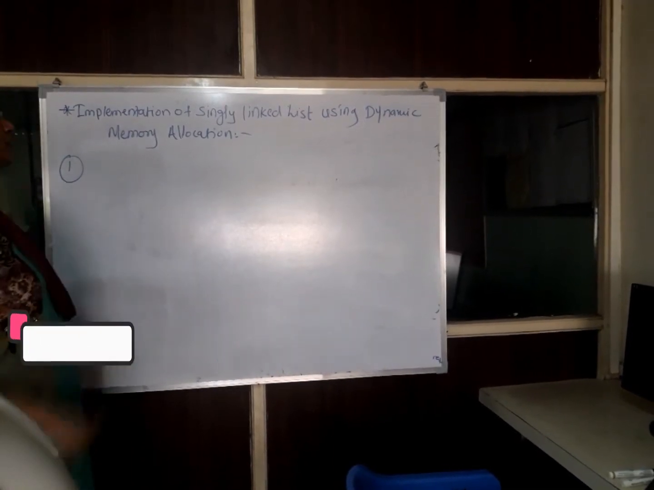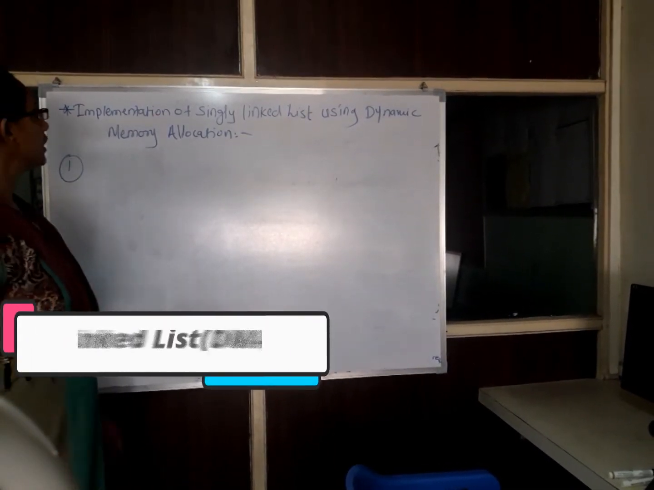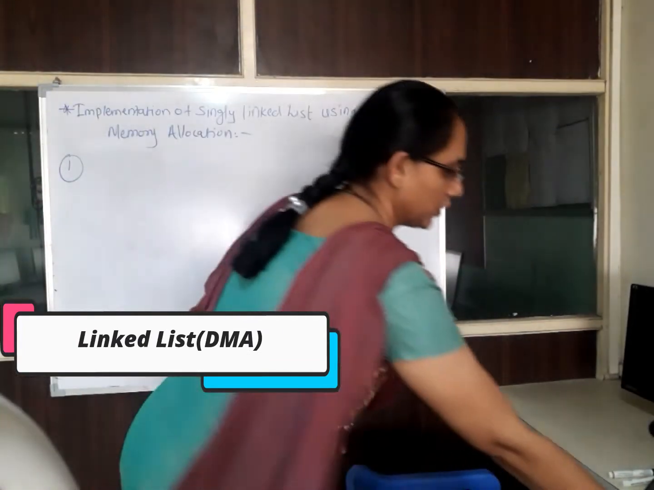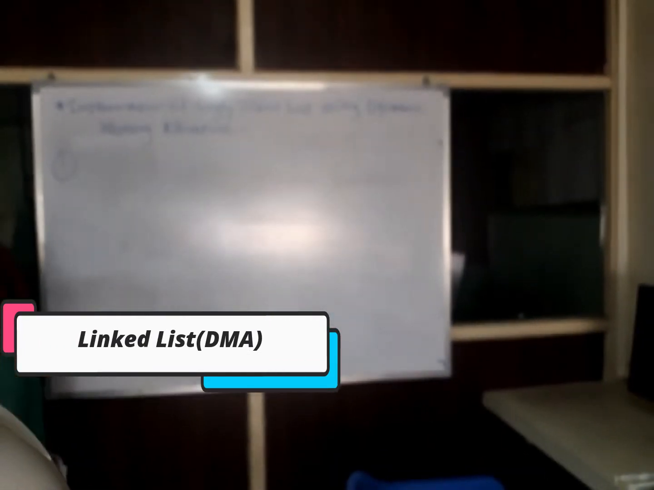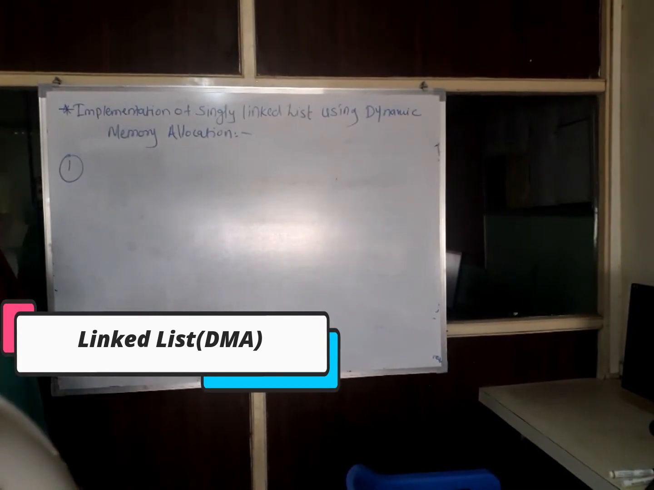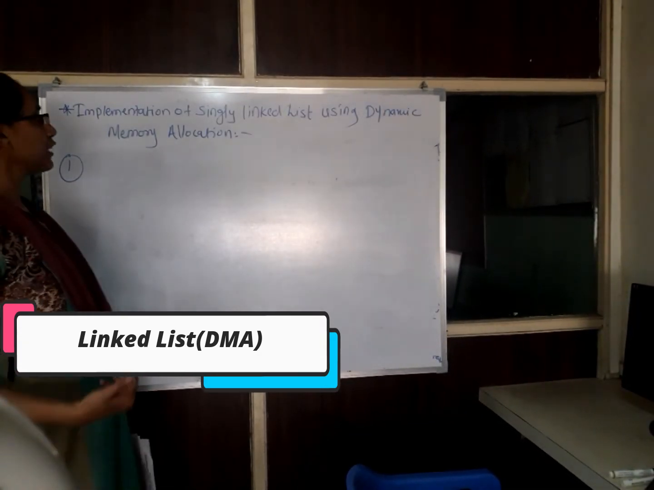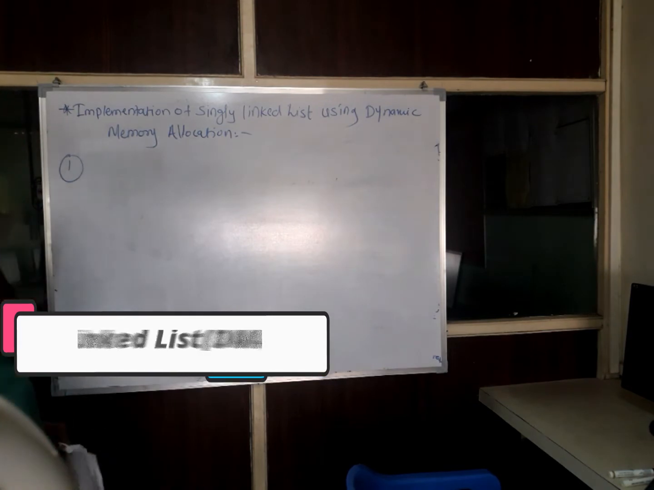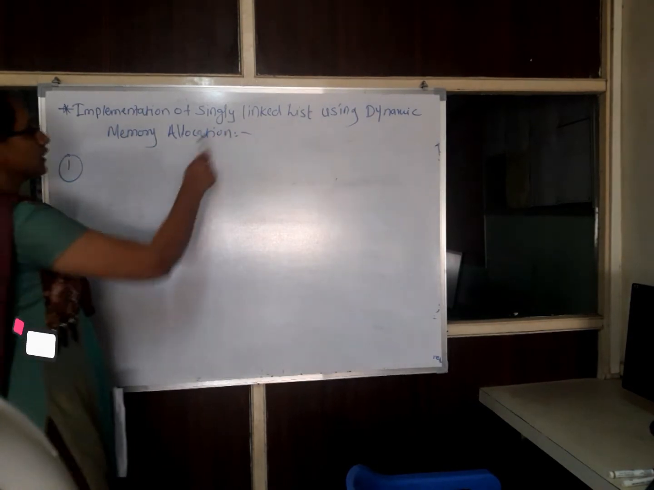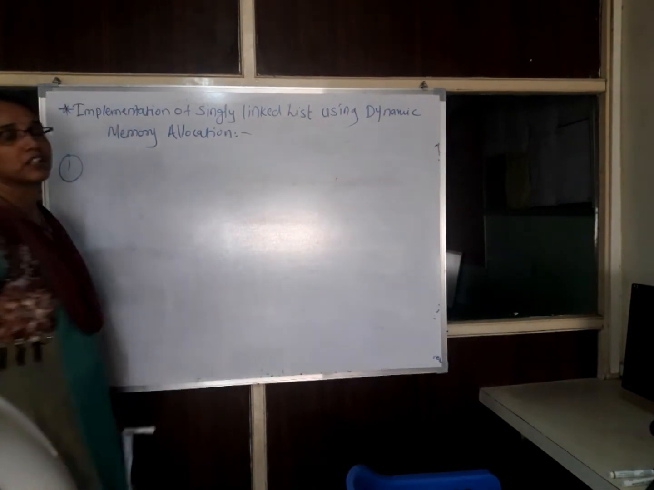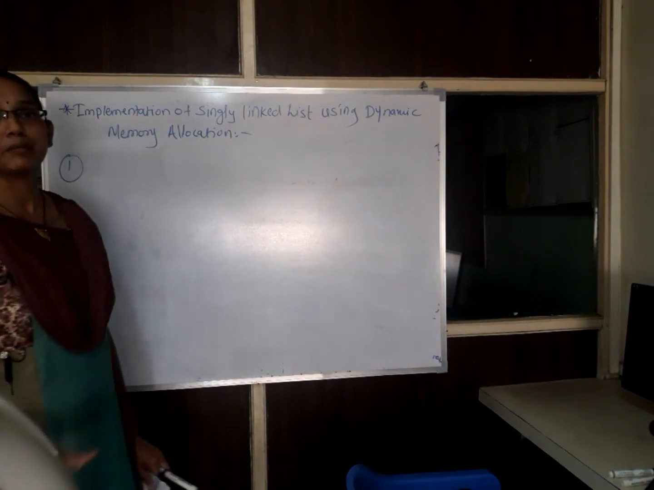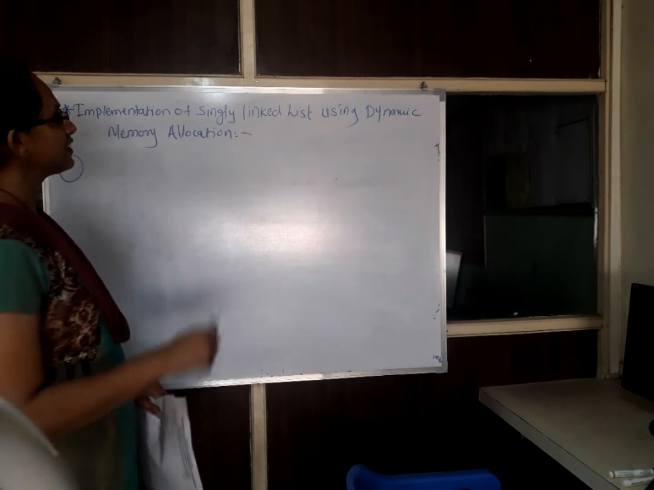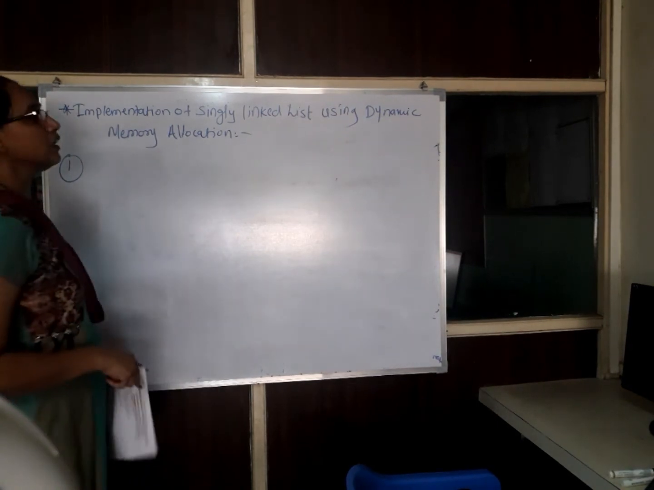With implementation of singly linked list using dynamic memory allocation. In previous videos, we have seen linked list representation using array, whereas array takes the static memory allocation concept. Now here we are implementing singly linked list using dynamic memory allocation. Now you may get an idea about what is meant by dynamic memory allocation. Let us see how it is used in linked list.